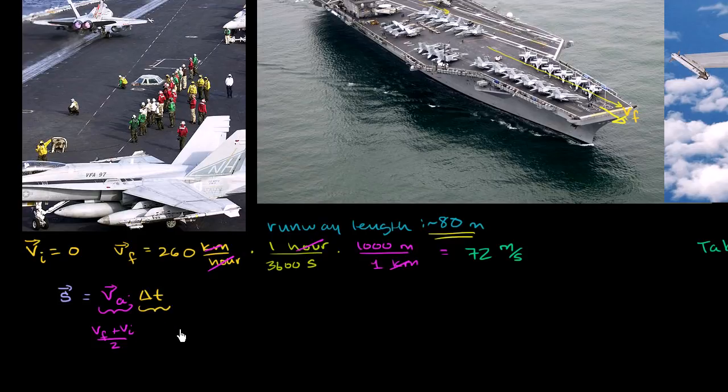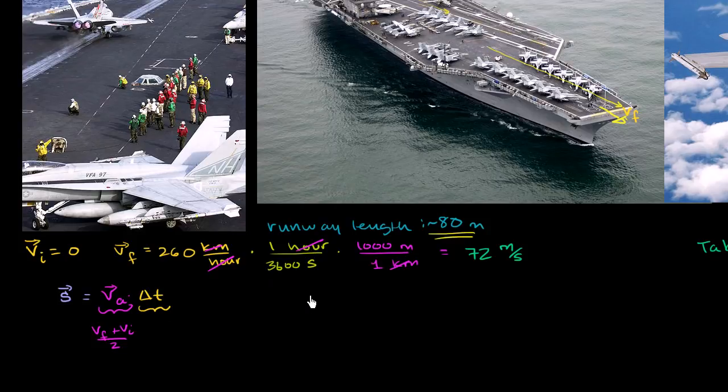What is our change in time? Well, our change in time is how long it takes us to get to that velocity. Or another way to think about it is our change in velocity divided by our acceleration. If we're trying to get to 10 meters per second faster, and we're accelerating at 2 meters per second squared, it'll take us 5 seconds.